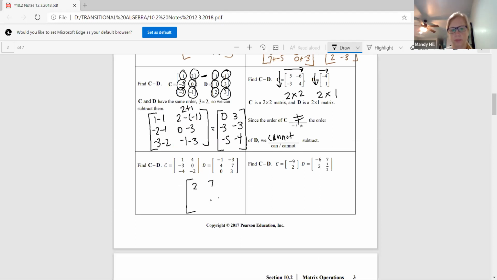2, 7, -7, -7, -4, -5. Okay, so that's the answer to this one. This, if we go down and over, is a 2 by 1. Down, over, this is a 2 by 2. We can't subtract. They are not the same size matrices.